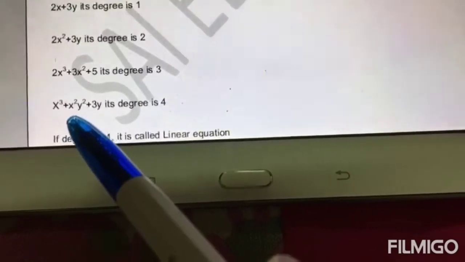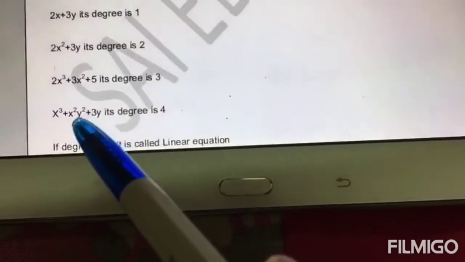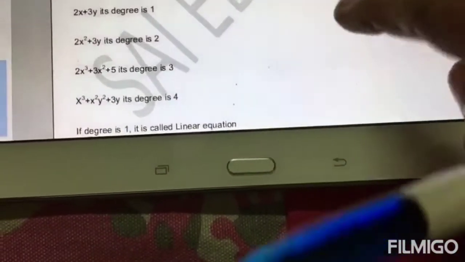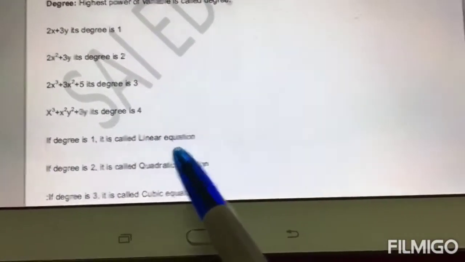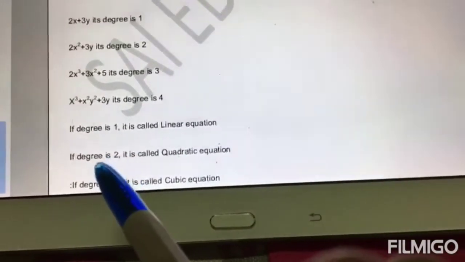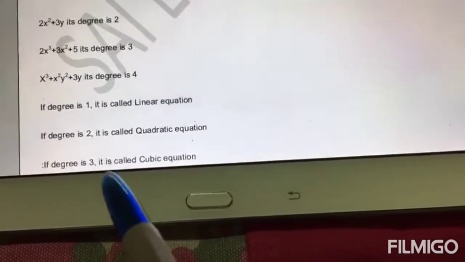Here, what is the highest power? x squared y squared plus 3y. What is the highest power of this? It is 4 because it's 2 plus 2, 4. Right? Now, equations where the degree is 1 are called linear equations. Equations where the degree is 2 are called quadratic equations. Equations with degree 3 are called cubic equations.